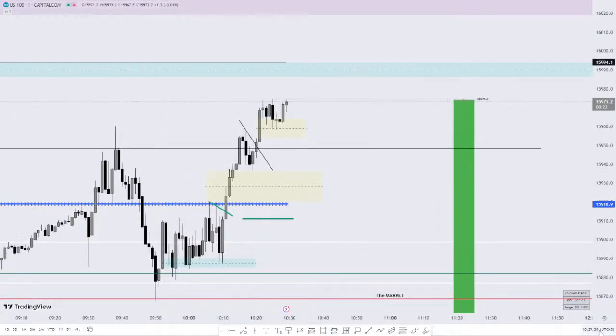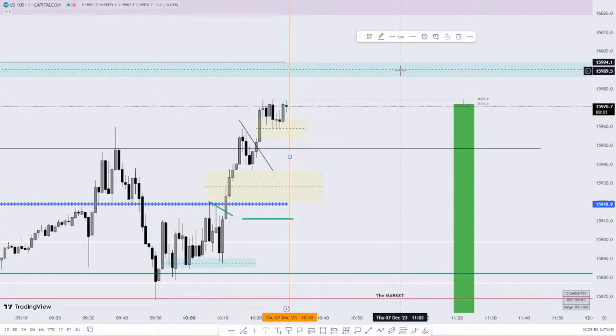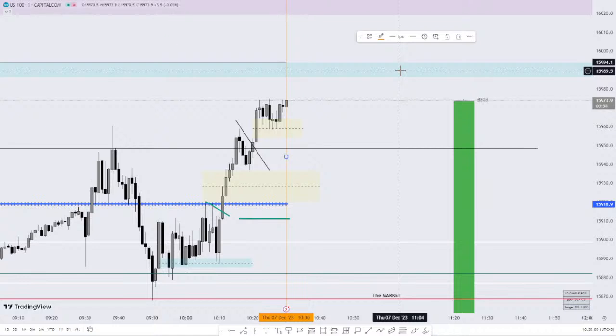Now it is about 10:29, and then 10:30. The theory is that at 10:30 we already have the high or the low of the day established. You see this, we already have the high or the low of the day established. What does that even mean?